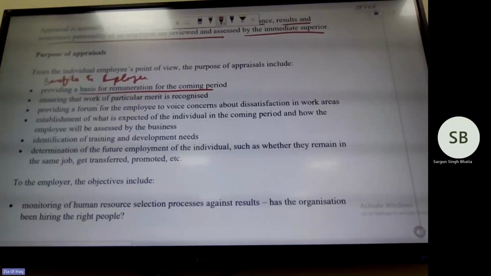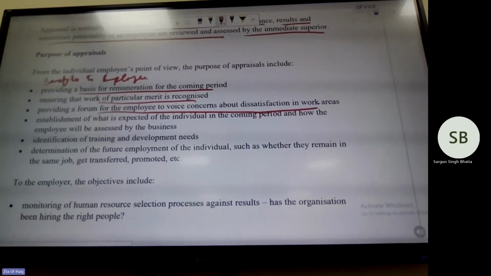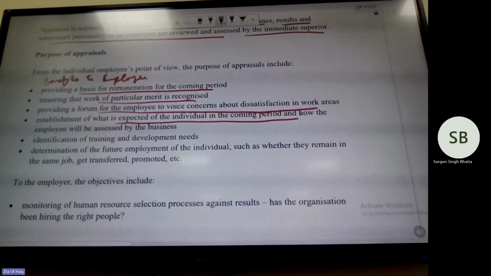Ensuring that work of particular merit is recognized or not. He has performed as per merit or not, as per target or not. Providing a forum for the employee to voice concern about dissatisfaction in the work areas, meaning he can highlight problems. If he has not met the target, he can highlight issues. Establishing what is expected of the individual in the coming period and how the employee will be assessed by the business. Proper feedback will be provided to the employees.